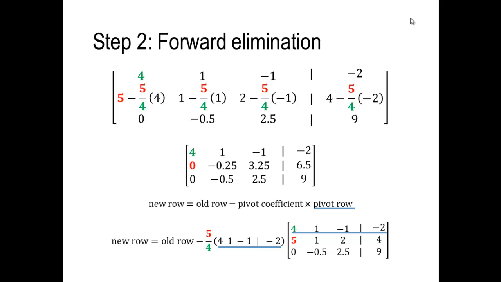We've eliminated all the values in the first column that are underneath the diagonal. The only value that's left underneath the diagonal of this matrix is the negative 0.5. So let's go ahead and eliminate that.